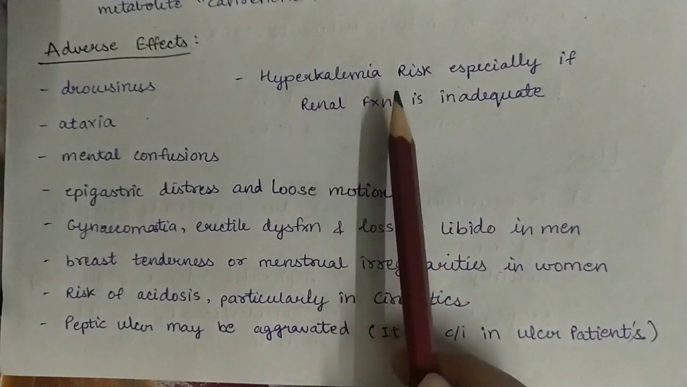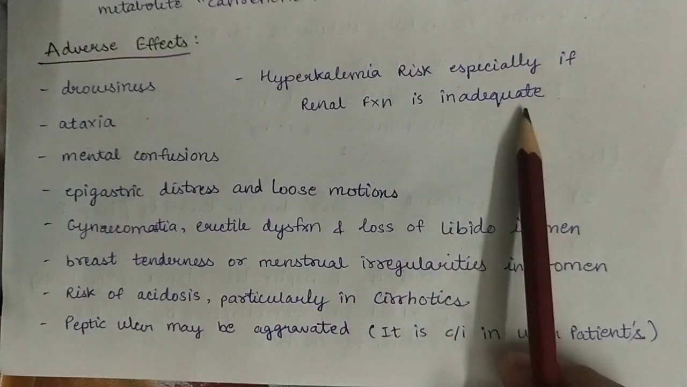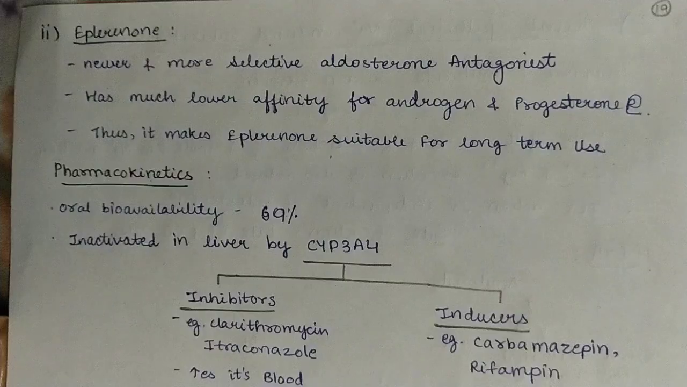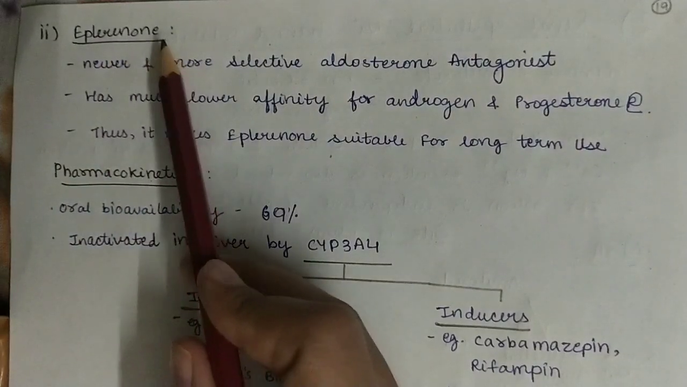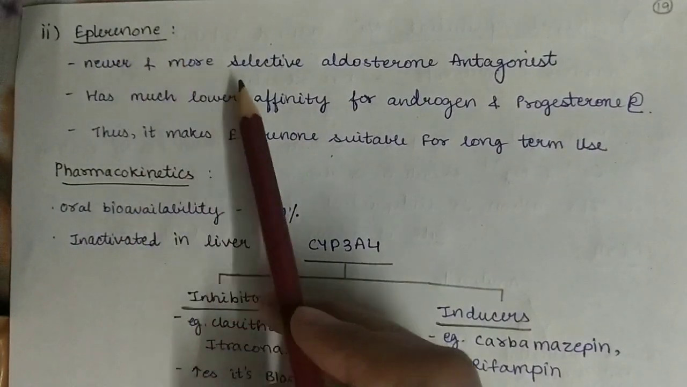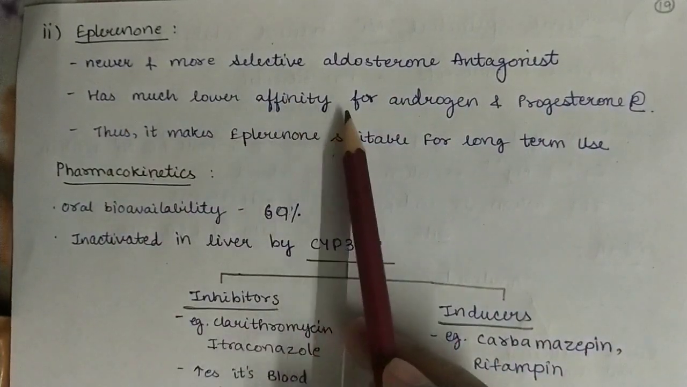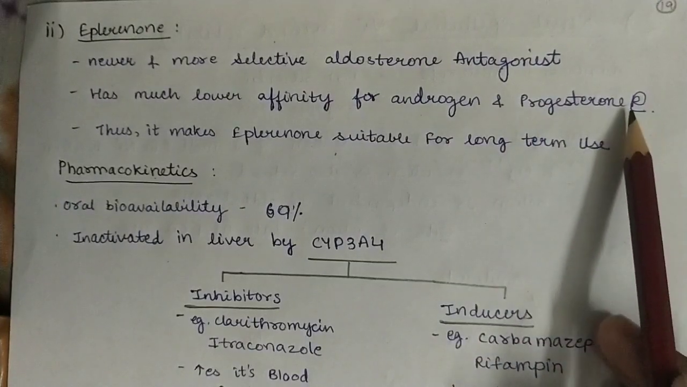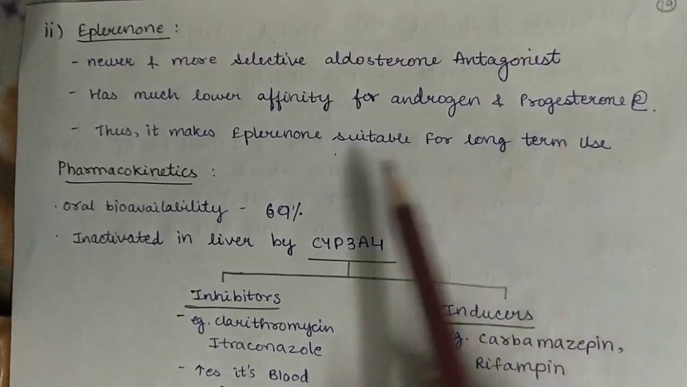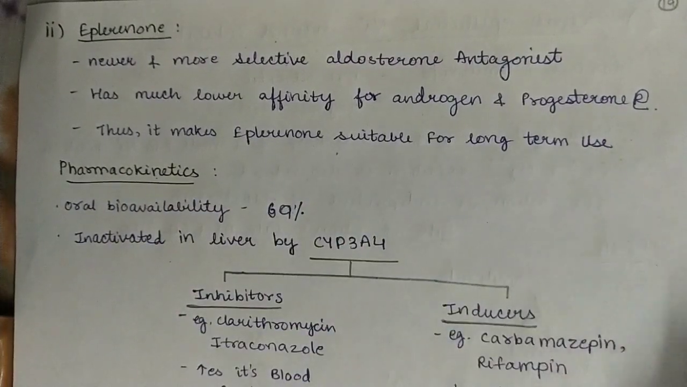And hyperkalemia is the risk, especially if renal function is inadequate or in the presence of renal disease. Then we will talk about the second aldosterone antagonist drug, that is eplerenone. It is a newer and more selective aldosterone antagonist. It has much lower affinity for androgen and progesterone receptors, and hence the side effects are less. Thus it makes eplerenone suitable for long-term use.